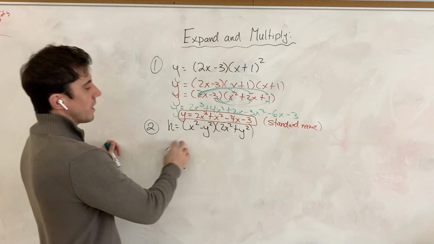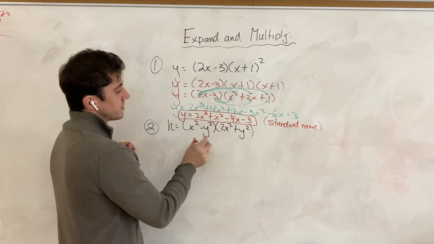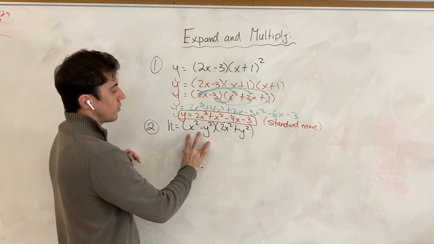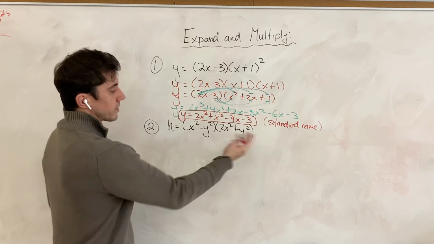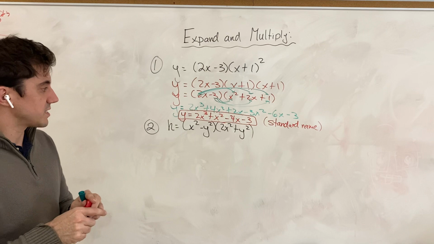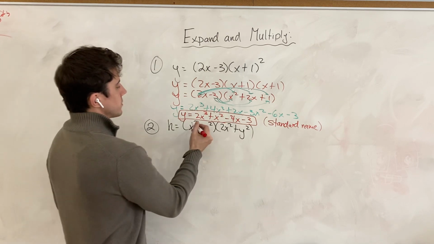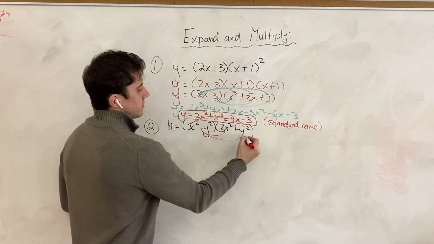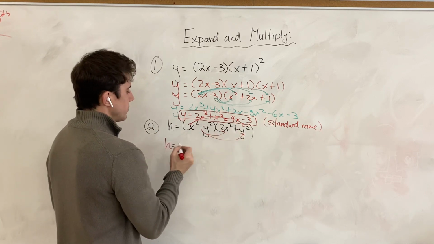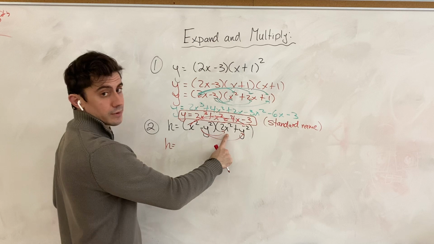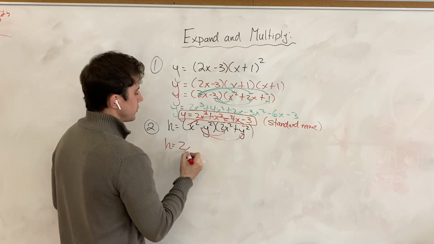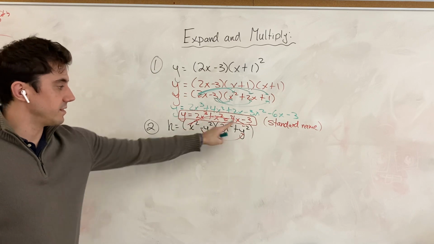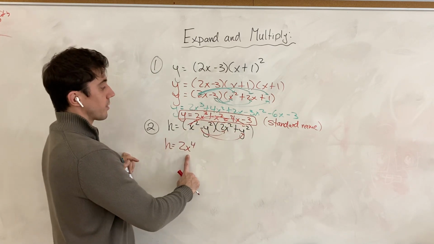For number 2, we have different variables with h is equal to, this is a polynomial in 2 different variables, namely x and y at the same time. So we're going to go about multiplying and expanding the exact same way. So everything in the first bracket multiplies everything in the second bracket, and then we will simplify. So h is equal to x squared times 2x squared, providing us with 2x to the power of 4, right? x squared times x squared, we add the exponents, and so we get 2x to the power of 4.